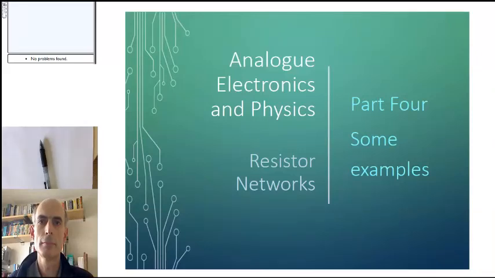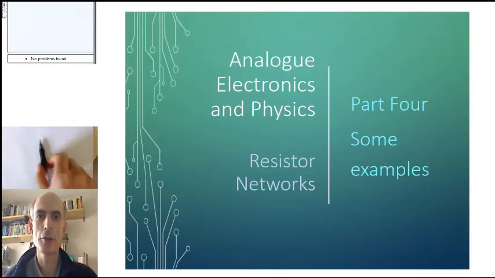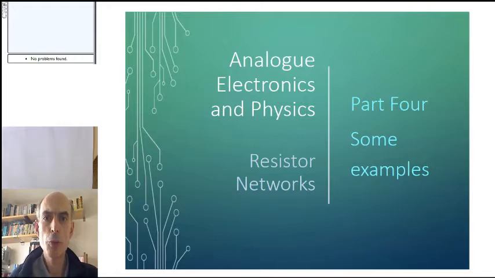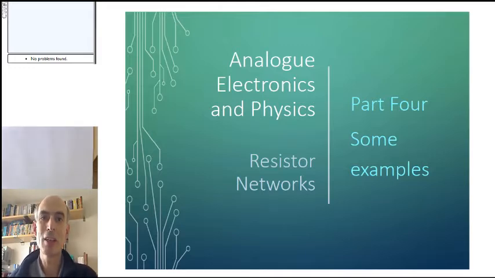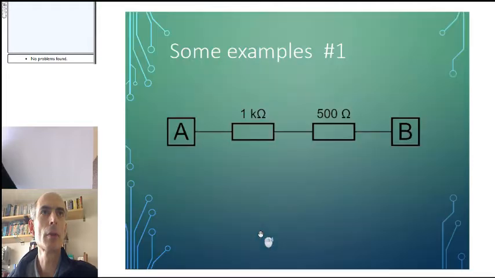Hello, welcome to part 4 of these chats about resistor networks. In this one we'll be going through a few examples applying the results that we've derived so far to an increasingly complicated set of resistor networks. So the first one we'll be looking at is probably the simplest one I could think of, which is this one. Two resistors in series.